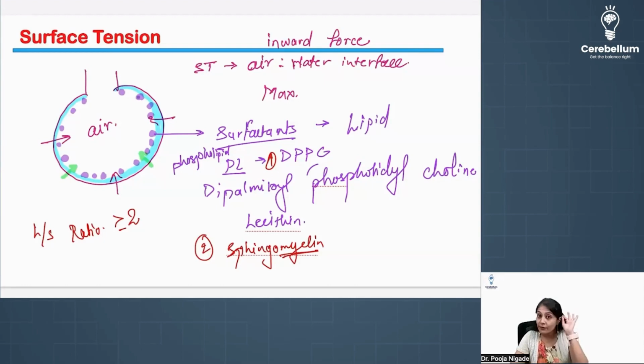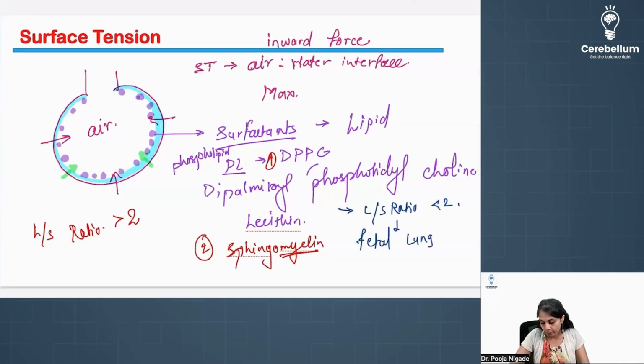But if the fetal lungs are not mature, will this ratio be maintained or is it going to decrease? Obviously, it is going to decrease. So when the first thing, your DPPC, decreases, the sphingomyelin increases to compensate, and the overall ratio is going to fall. So in this condition, the LS ratio is going to be less than 2. What does that indicate? Immature lungs of the baby.